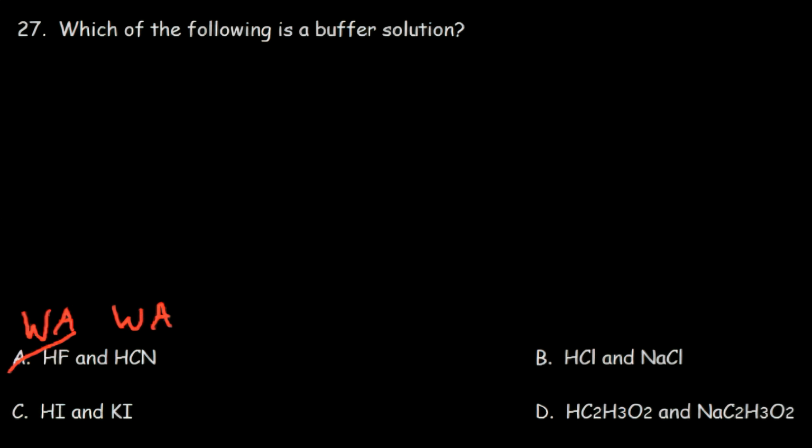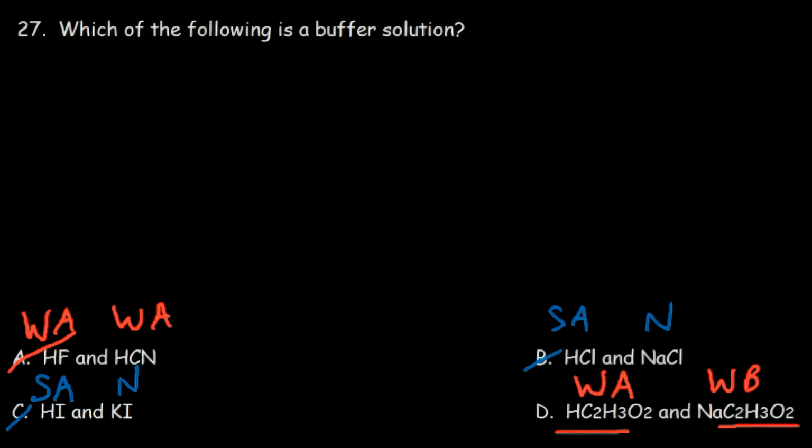If we look at C, HI is a strong acid, and KI is neutral. So we don't have a weak acid, weak base pair, so C is eliminated. Looking at B, HCl is a strong acid, and sodium chloride is neutral, so B is eliminated. Acetic acid is a weak acid, and sodium acetate is a weak base. And also, notice that acetic acid and the acetate differ by one hydrogen. So that means that it's a conjugate acid-base pair, which is a requirement for a buffer solution. So D is the right answer.